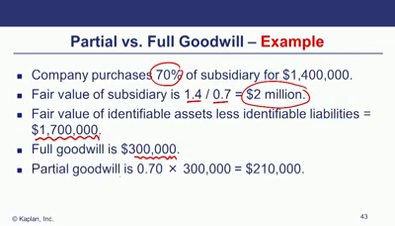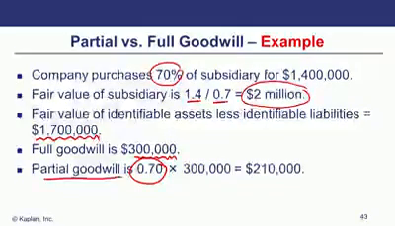Now notice partial goodwill, a shortcut in terms of calculating partial goodwill. Take the full goodwill figure, the $300,000, and simply multiply by the 70% ownership. Again, if full goodwill really represents 100% of the equity, then partial goodwill only represents our share of the equity, 70%. So 70% of 300,000, and that leaves us with 210,000.